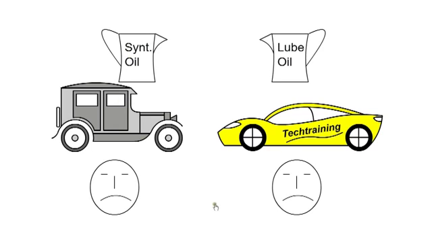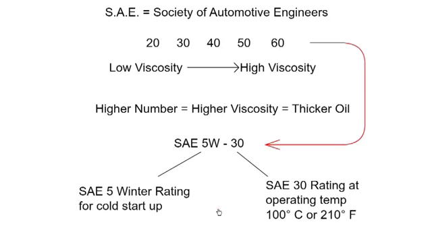When we refer to viscosity, we mean the oil's resistance to flow. It is determined by the SAE number. A low number means a thin oil, while a high number indicates a thick oil. A W indicates the viscosity at a cold temperature, while the standard resistance is measured at engine operating temperature. In this example, the oil has an SAE viscosity of 5 at reduced temperature and flows like an SAE 30 at normal operating temperature.